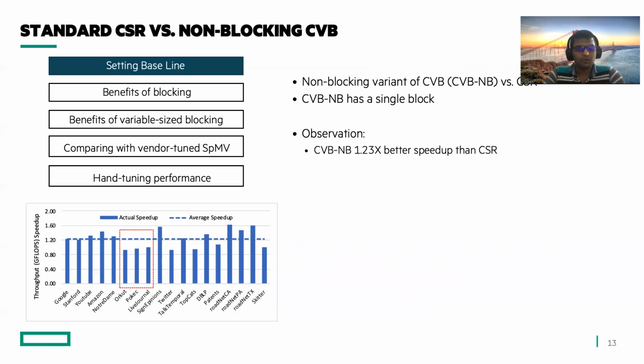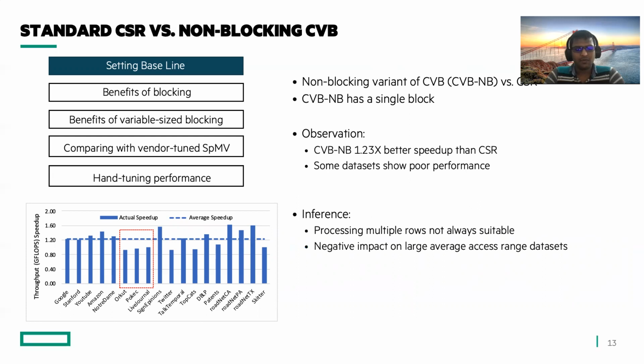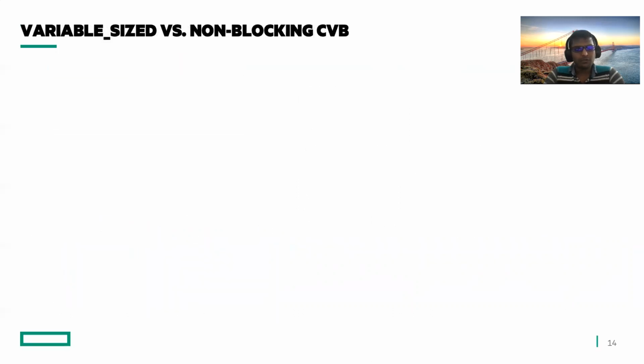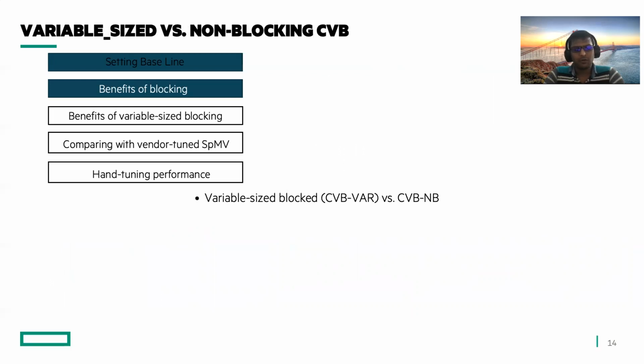But we can also see that on some data sets, it wasn't showing good performance and there is a negative impact. So we analyzed the reason for this negative impact. What we understand is that processing multiple rows is not always suitable, and specifically for data sets with a large average access range, it can have a negative impact. So the solution for the previous issue is blocking.